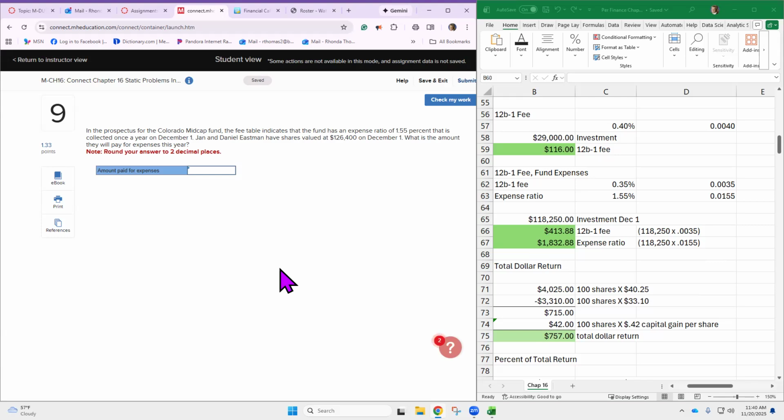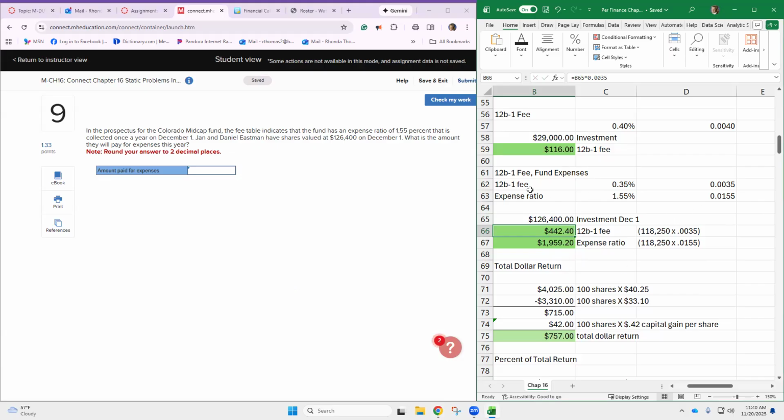So the Eastmans have shares valued at $126,400 on December 1st. All right, so I'm going to put that amount in. 126,400 is the investment on December 1st. What is the amount they will pay for expenses this year? And this is just the expense ratio.